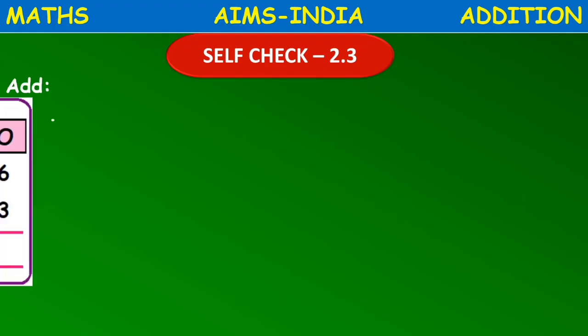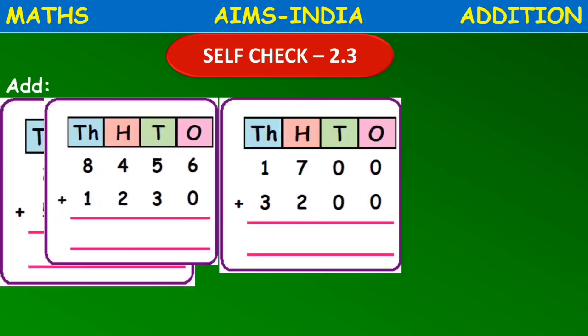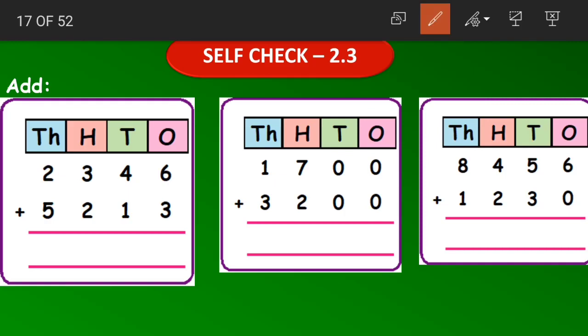Moving on again. Here I removed the first question which I solved. So starting from this question, in the ones place we have 6 plus 3 which is 9. Then in the tens place we have 4 plus 1, 5. In the hundreds place we have 3 plus 2 which is nothing but 5 again. In the thousands place we have 2 plus 5, 7. 7559 is the answer. Moving on to question number 2.